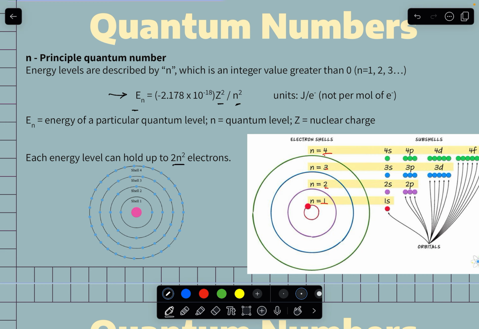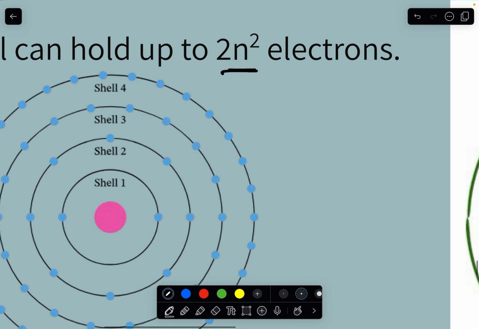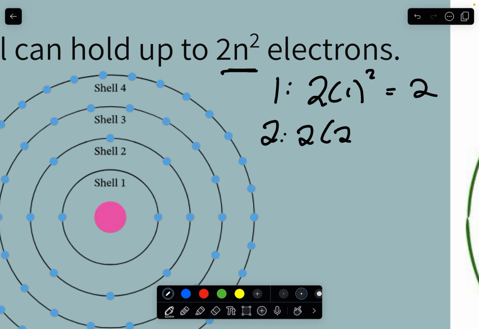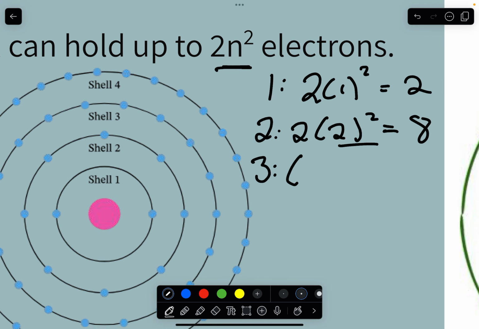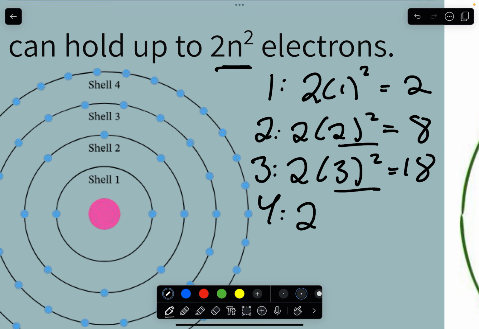So what that means is your first energy level holds 2 times 1 squared electrons, which is 2. Your second energy level holds 2 times 2 squared, that's 4 times 2, is 8 electrons. Third energy level is 2 times 3 squared, so 9 times 2 is 18 electrons. Fourth is 2 times 4 squared, so 16 times 2 is 32 electrons, and so on and so forth.